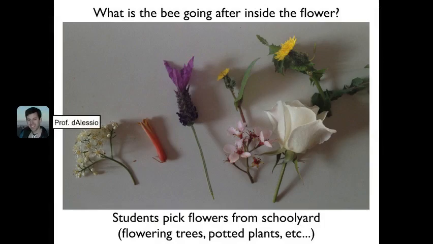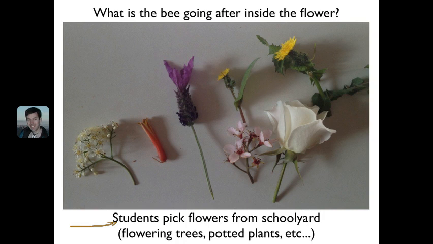Clearly the bee is going inside that flower for something and is getting pollen on it. So what is in there? Well, we're going to figure that out. And so to do that, we need to collect a whole bunch of flowers to look at so we can look for patterns. And so I'm going to send my students on a schoolyard flower hunt.